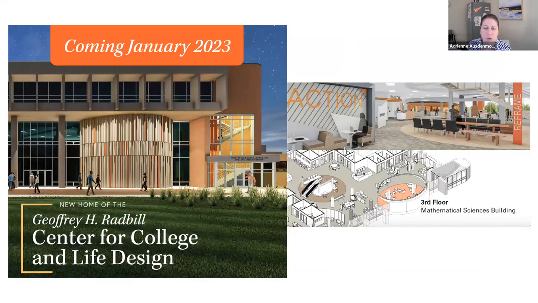And with that, I just want to show a little bit of a preview. These are early renderings, so the spaces are going to look a little bit different, but if you walked past the math and science building, you might have noticed big fences and cranes and no windows as of the other day. The Radbill Center will be located on the third floor, which is actually the second floor when you're looking at this view. And that space will open in January. The majority of the space is actually set up for the students and how the students can use it. So lots of casual gathering spaces, study spaces, collaborative workspaces, huddle rooms.